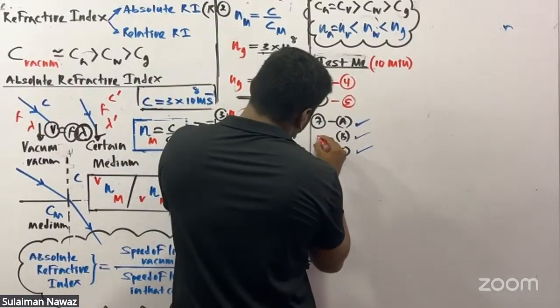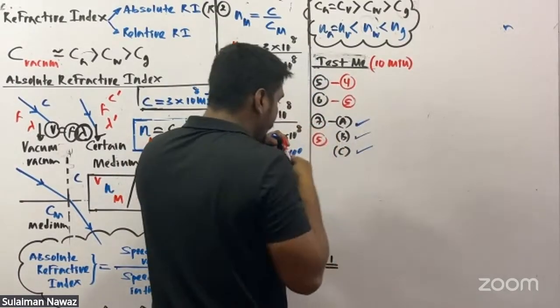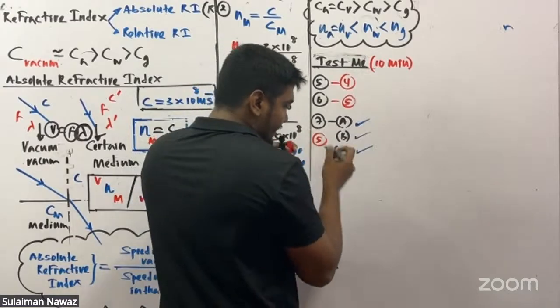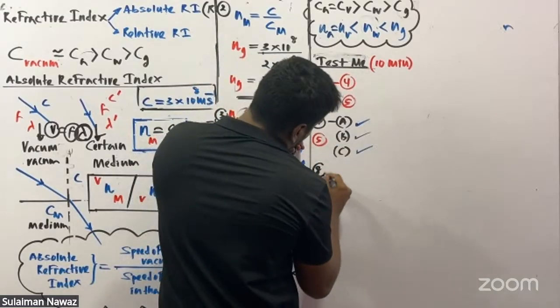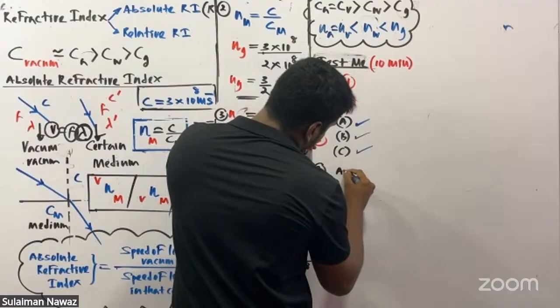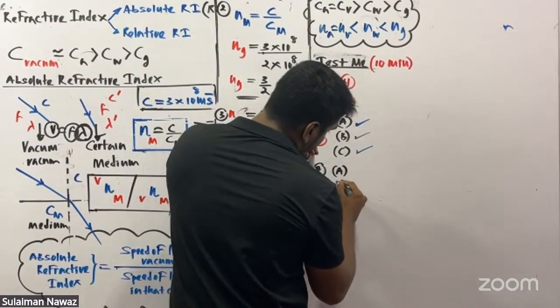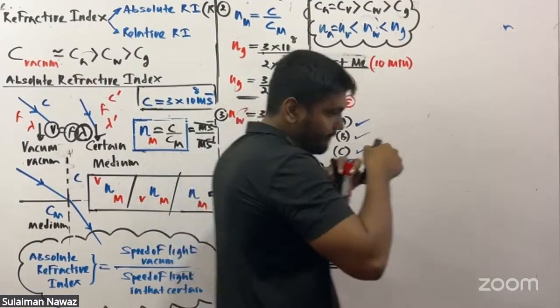The next one, you can't argue about statement C. That's why I said statement C is correct. But you can argue about statement A, statement B, statement C. Statement A.